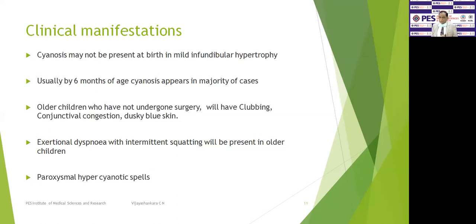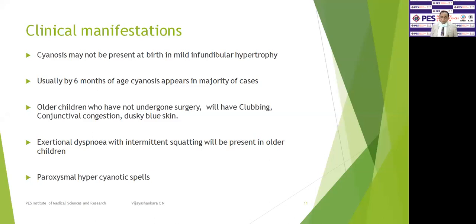The older children who have not undergone surgery, because nowadays all children who are born with cyanotic congenital heart disease undergo surgery or interventions early in the neonatal period or in early infancy. Usually those children who miss out on surgery in early infancy go on to develop clubbing, a conjunctival congestion secondary to the polycythemia, and a dusky blue skin.